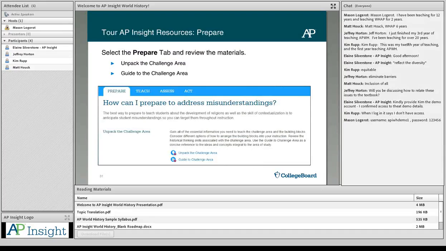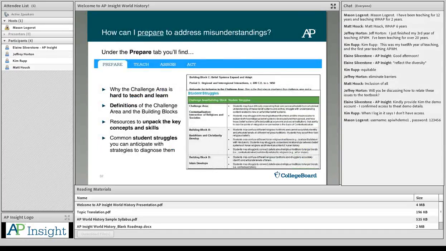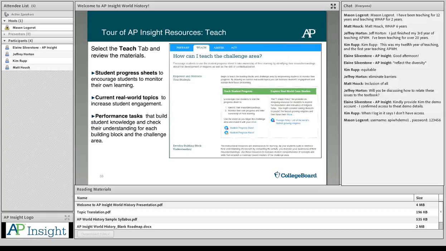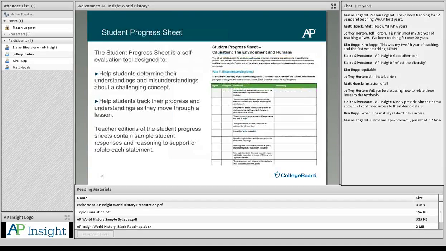All right, now take a look at the Teach tab. And then click on Student Progress Sheet. And if you notice, there's actually two copies of the Student Progress Sheet. There's a teacher version and a student version, but click on either one. And I really, really like these progress sheets because what they do is they really help students take ownership of their learning.